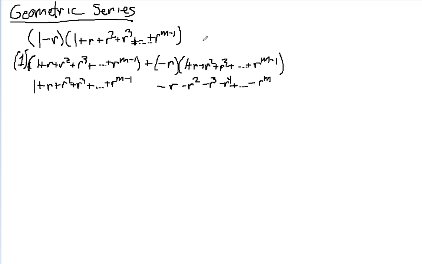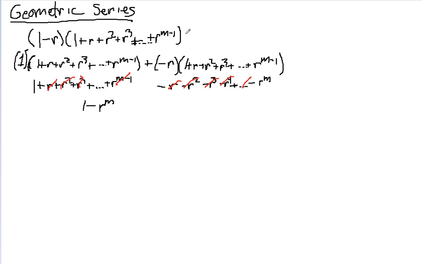Okay, well if I do just a little bit of algebra here, I can look and say, oh, that r is going to cancel with that minus r. That r squared is going to cancel with that minus r squared. R cubed is going to cancel with minus r cubed. There's an r to the 4th here that's going to cancel with this r to the 4th. There's an r to the m minus 1 here that's going to cancel with that one. And when all is said and done, what I'm left with is 1 minus r to the m.